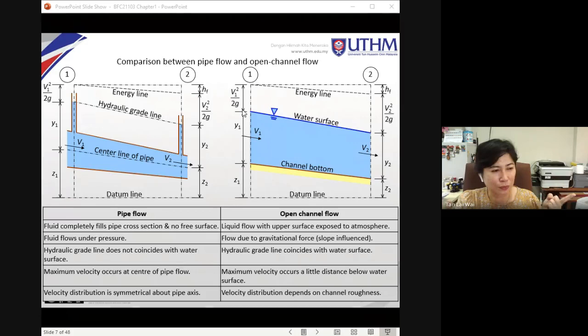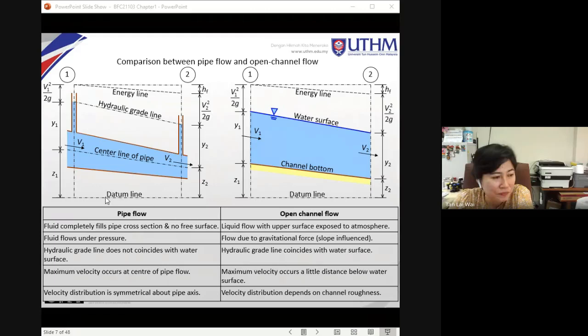So basically the Y2 should be written in P over rho g, P is essentially a pressure. And then in open channel flow you have Y. I think next time I'll change this. I think I just copied the Y, it should be in terms of pressure. This is actually the height of flow, but it actually can be written in P over rho g.